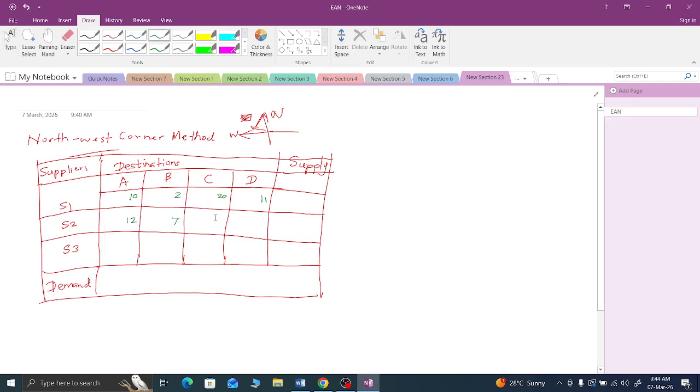For example, from S2 to 7, if we want to transport a good, the per unit cost of transport, maybe in rupees, right? In rupees, 4 rupees from S3 to A for 1 unit, right?